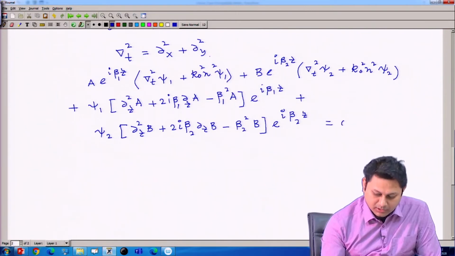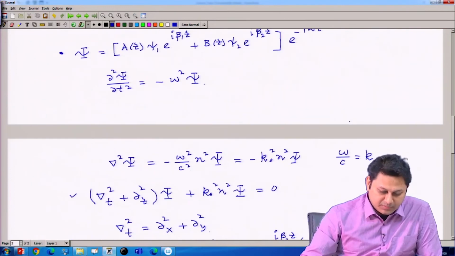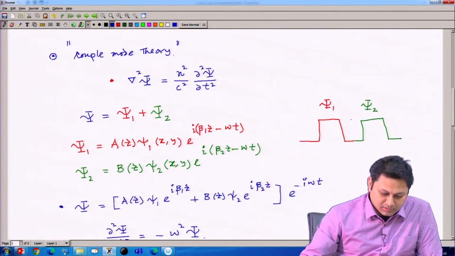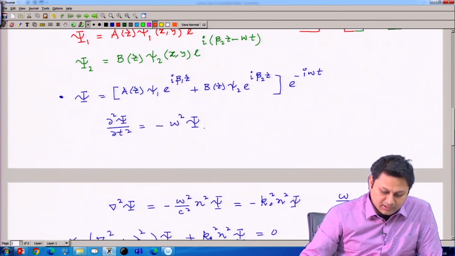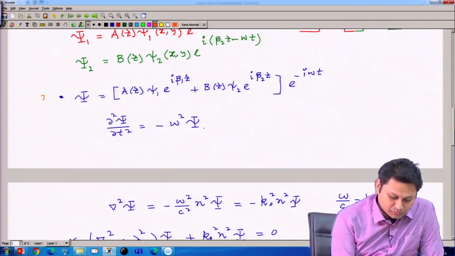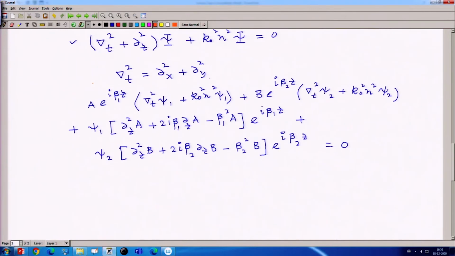So, I put all the terms here, and let me say this is equation 1, and this is equation 2, and this is from equation 1 and 2.